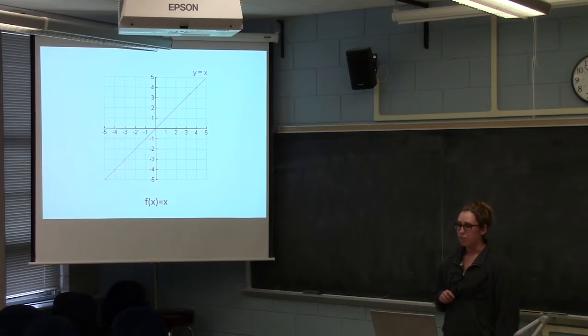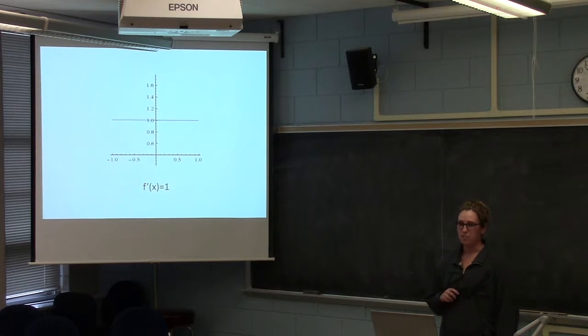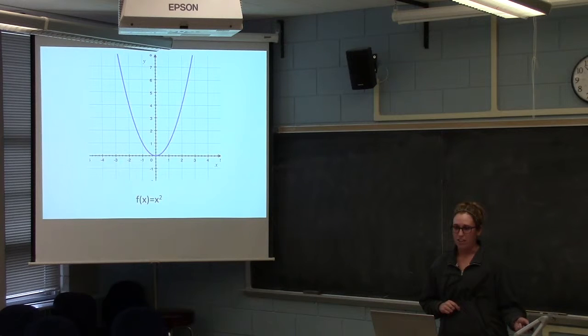So for example, if we just have the graph y equals x, we see the slope of this graph is just at an even keel at a rate of 1. So we would expect the derivative of this graph to just be a horizontal line because the slope wasn't changing in the original graph. But if we look at the graph f of x equals x squared, the derivative is not the same at each point because the slope is changing.